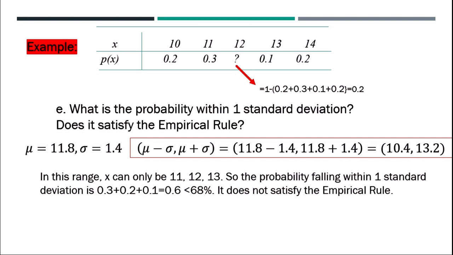Note that the probability of falling within 1 or 2 or 3 standard deviations is a bit different from what we have learned from Chapter 2. For Chapter 2, the data, we count how many data fall within the range and divide it by the total number. But here, for the discrete random variables, we count which x falls within the range, then add the corresponding probability together. That's all for this video.